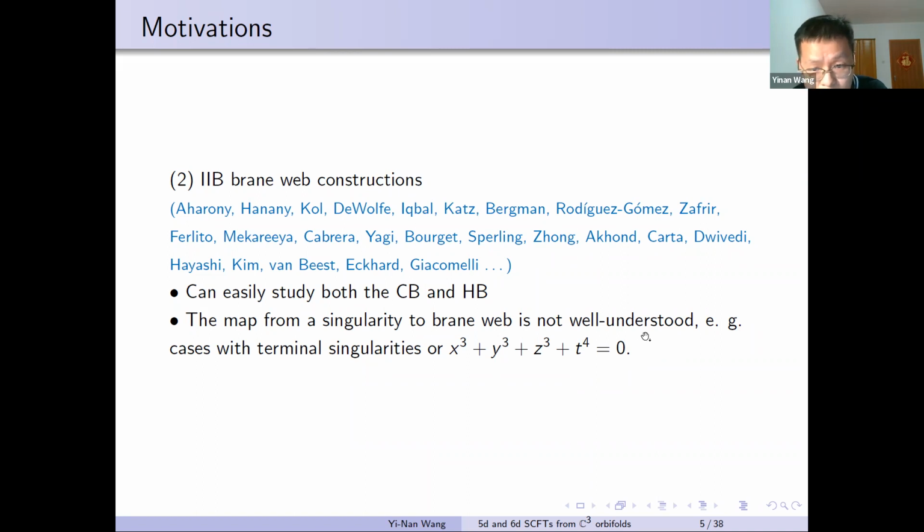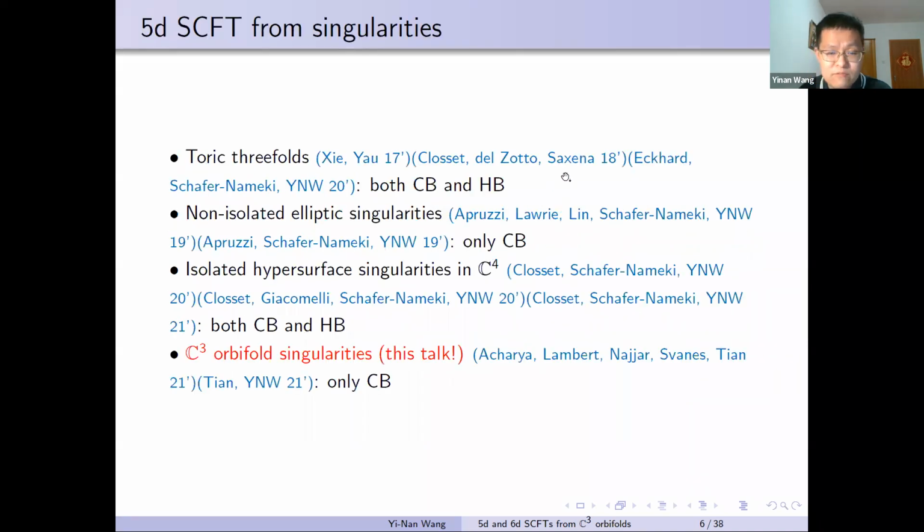So in this talk, I will focus on the first approach, which is the geometric engineering in M theory. And here, this is a very short review of the current progress on this subject. Although mathematically there's still not a complete classification of the canonical threefold singularity, we have already studied various different subclasses of this geometry.